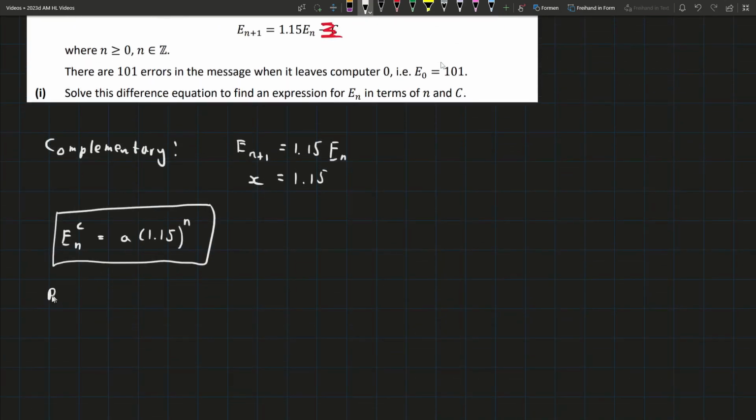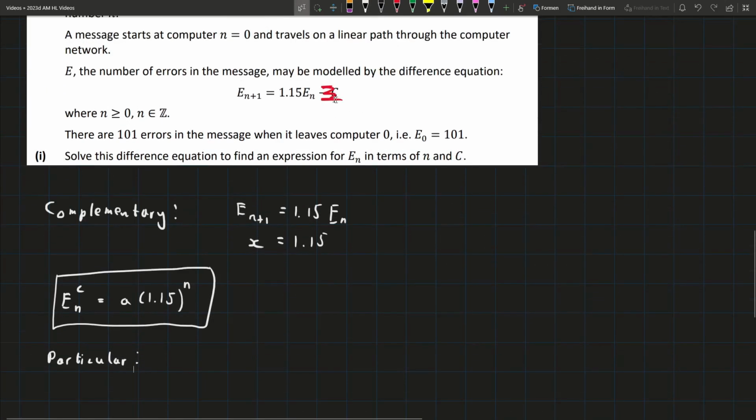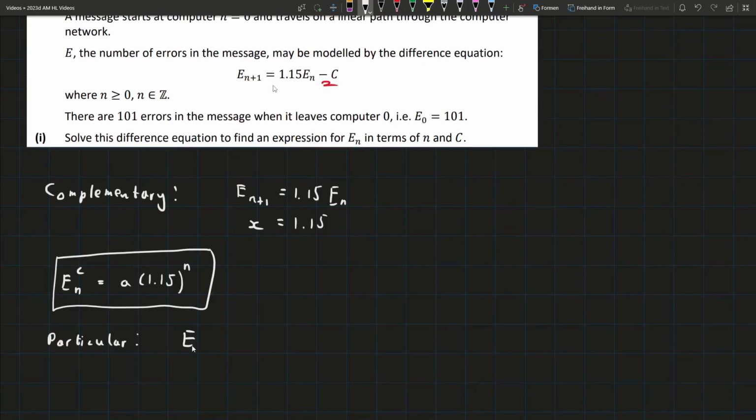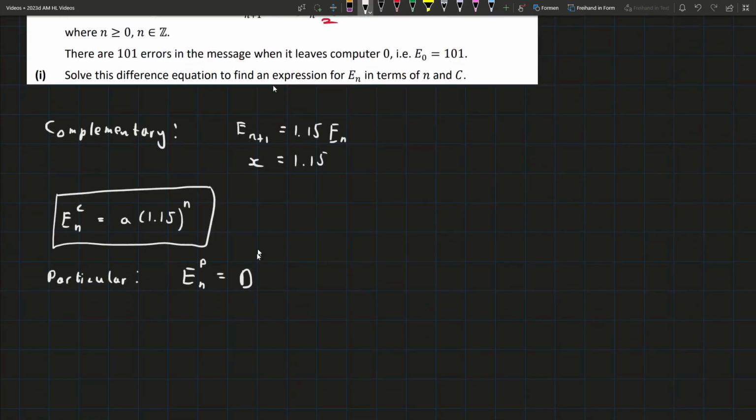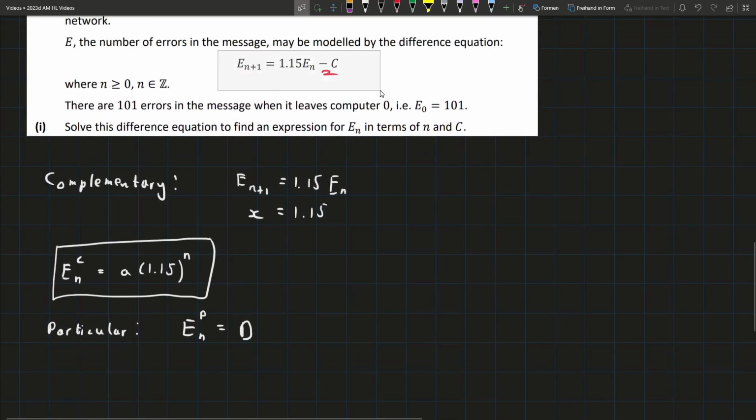And then we also need to find our particular solution. Since in our complementary solution we ignored everything that wasn't an En, we're doing the opposite here. We're going to ignore everything that is an En. So basically we just have some constant at the end. And if the extra term is just a constant, that means that our particular solution, P for particular, will be of the form just some constant, which I'm going to call D, so we don't confuse it with that C. And then we need to sub this back into our original equation to figure out what D is.